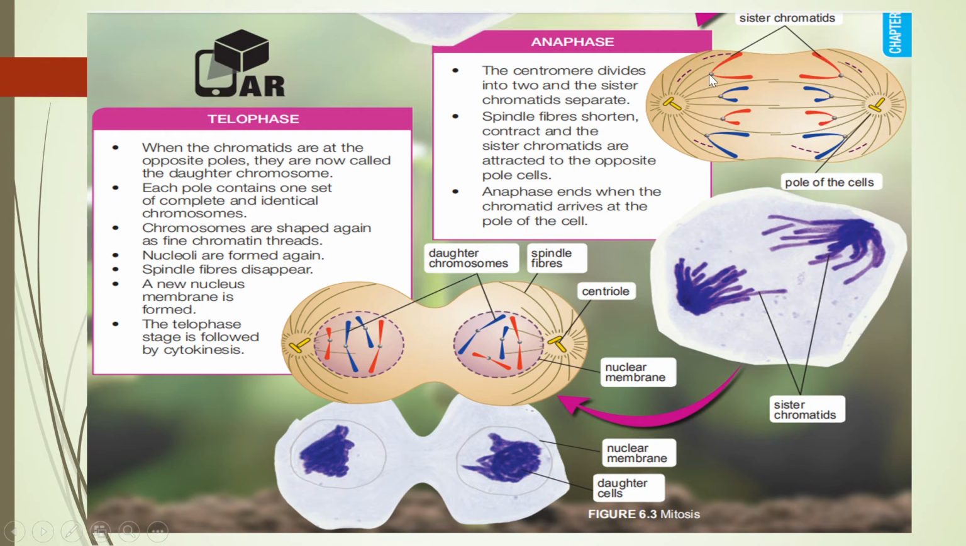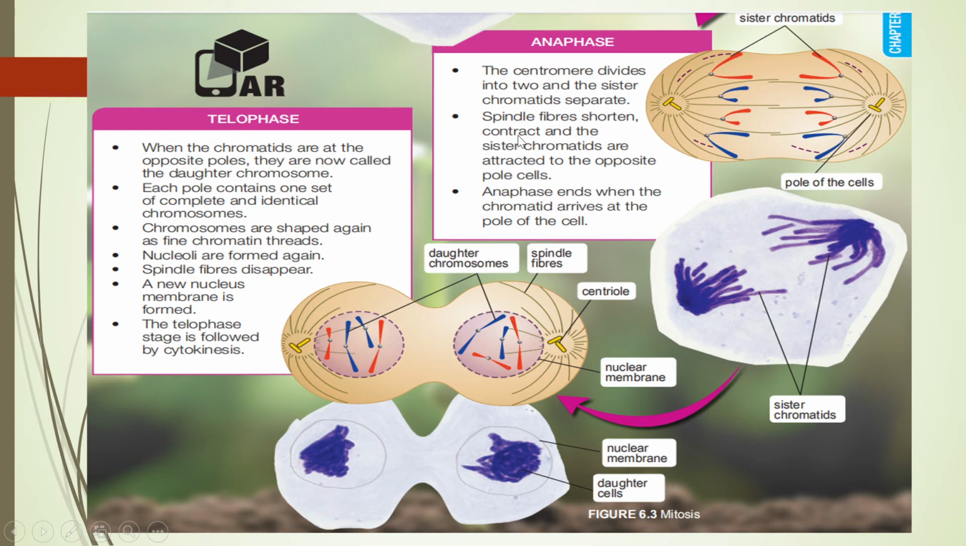A common mistake is that students draw the legs first. You don't call these the legs, but just to make you understand, students draw it the wrong way round. They draw like this, which is wrong. The leading one is the centromere, and the legs are following behind.